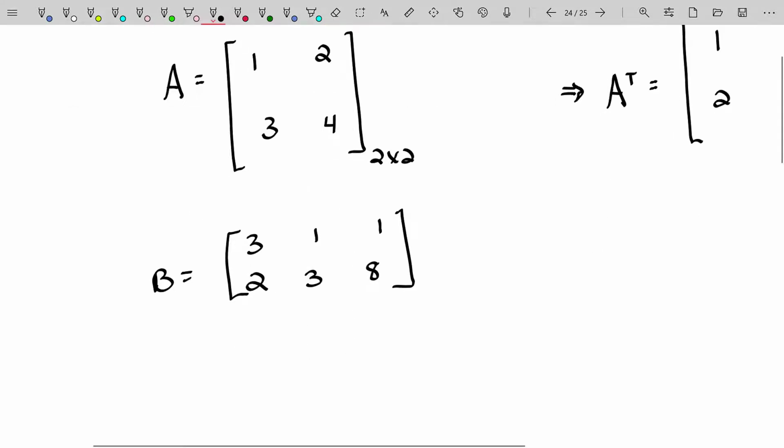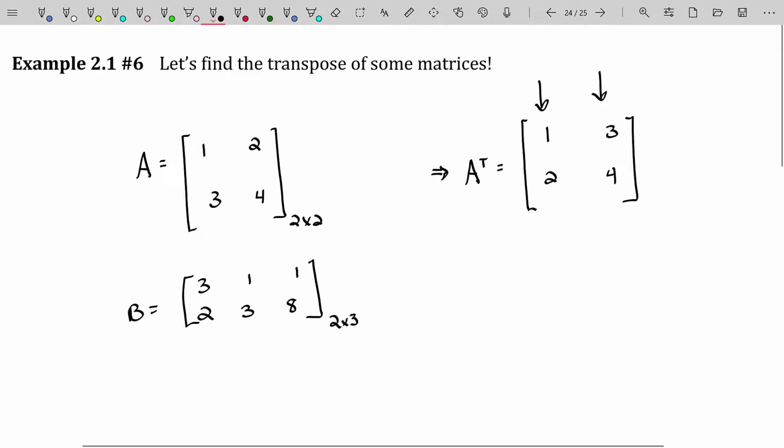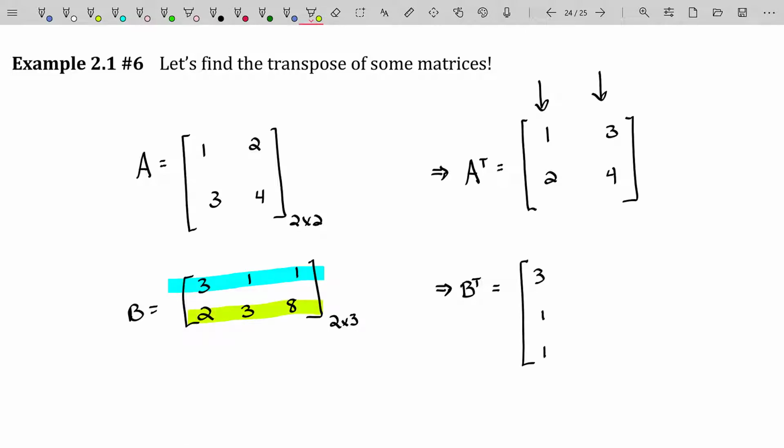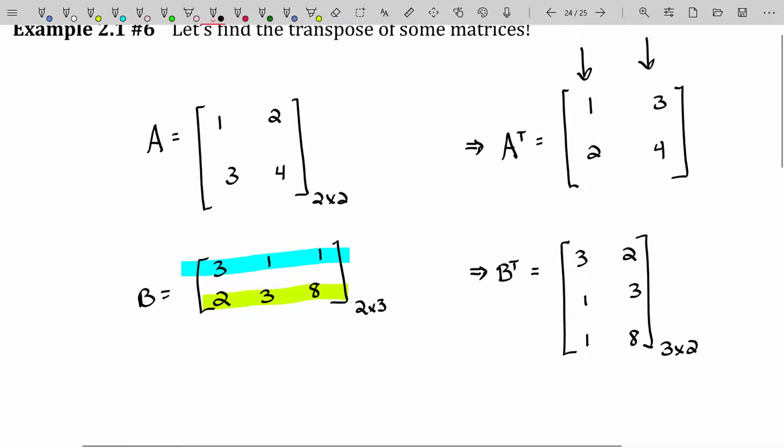So here's a matrix B. It's a 2 by 3 matrix. B transpose, we're going to take row 1 and make it our first column in B transpose. Then we'll take row 2 and make it our second column in B transpose. Notice B transpose is a 3 by 2 matrix. There's not a lot I need to say about that, right? It's pretty easy. Take row 1, make it column 1, take row 2, make it column 2, take row 10, make it column 10, that type of thing.